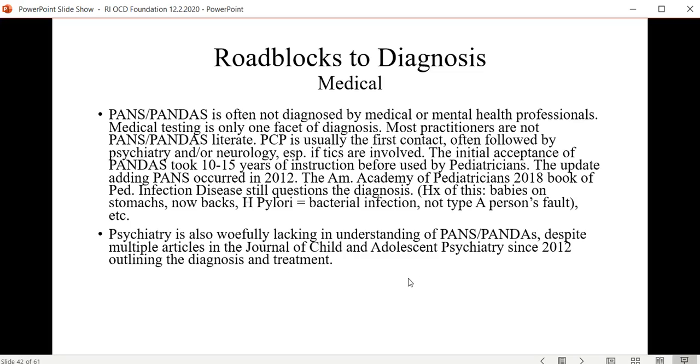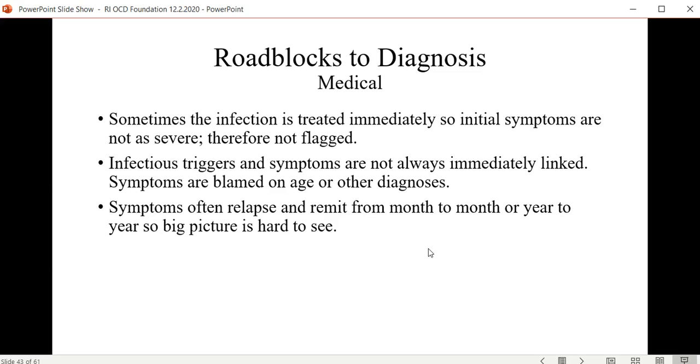Psychiatry is woefully lacking, even though there have been multiple journal articles in one of their main journals since 2012 describing this diagnosis and how to treat it. So you have medicine not knowing, and you have psychiatry not knowing. And also the infection I mentioned is sometimes triggered immediately, so the pediatricians do catch it. If they see a kid with strep one day and they're crazy by Friday, they know it's probably PANDAS, and then they look more to the antibiotics. However, because of the delay, they're not always linked, as I mentioned. And they also can relapse and remit from month to month, year to year.